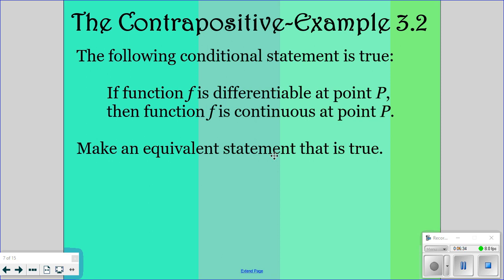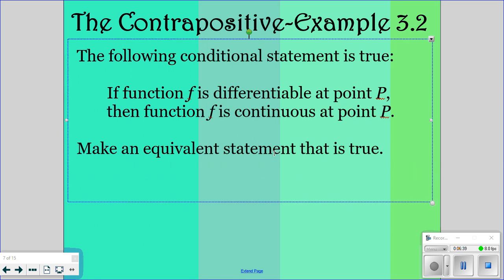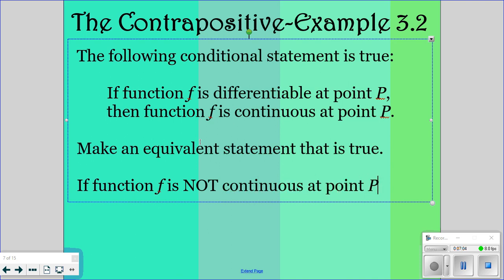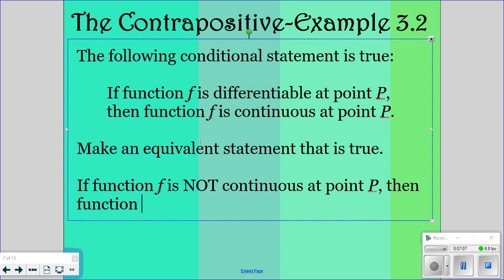So it gives us the conditional statement, and it wants us to make an equivalent statement that is also true. So what is equivalent to the conditional statement? In case you forgot, it's right up here at the top. The contrapositive. So the way you make the contrapositive is to switch your if and then statements and negate both of them. So it's going to become if function f is not continuous at point P, then function f is not differentiable at point P.